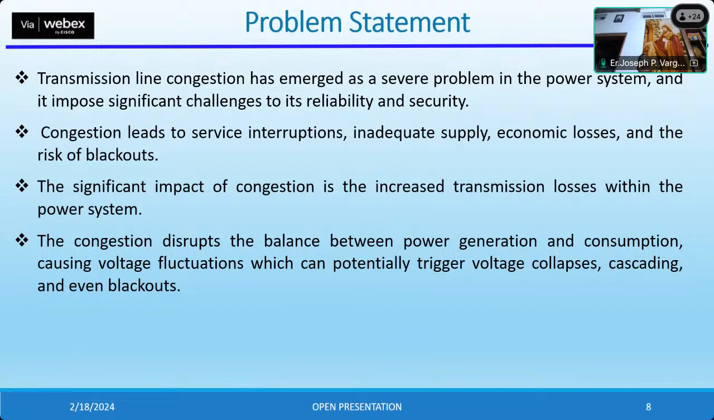Our problem is that transmission line congestion has emerged as a severe problem in the power system, and it presents significant challenges to its reliability and security. We know congestion leads to several complications. It leads to service interruptions, inadequate supply, economic losses, and even the risk of blackouts. The significant impact of congestion is the increased transmission losses within the power system. Congestion disrupts the balance between power generation and consumption. These are the complications raised from congestion.